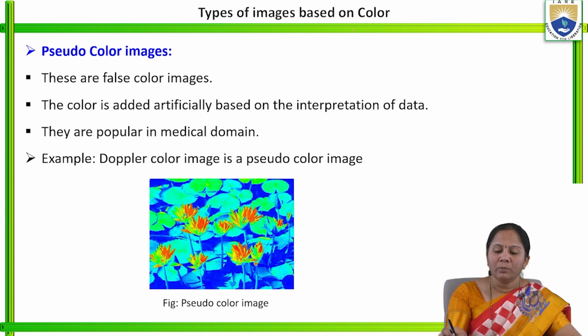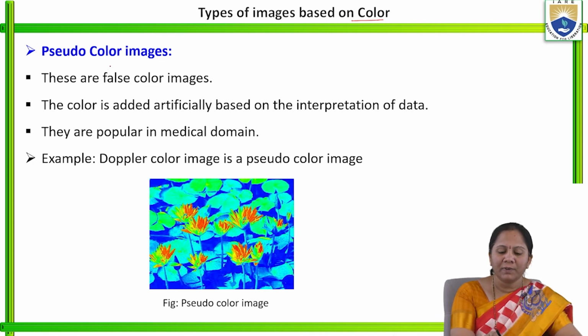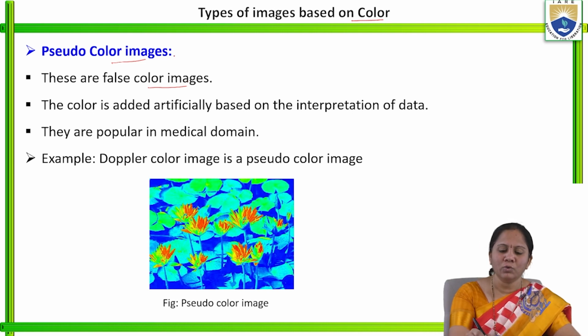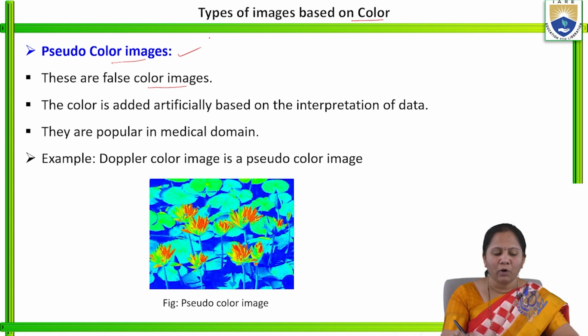And another one, again classified based on color, is pseudo color images. Pseudo color images are called false color images, just like true color images are called full color images. Why is it called false color? Because some artificial colors will be added in order to represent the image. In order to interpret the image, some artificial colors will be included.